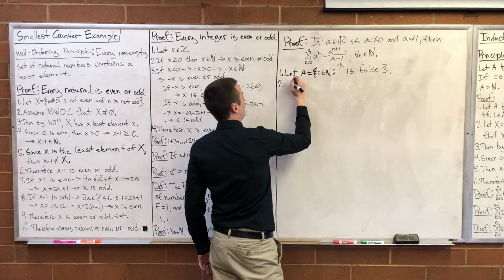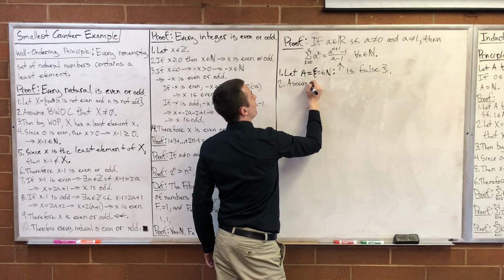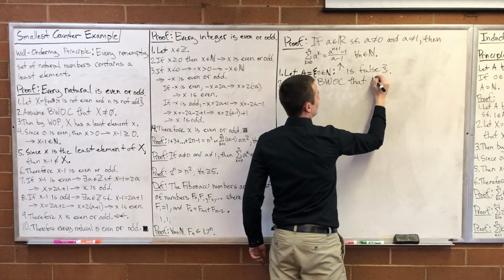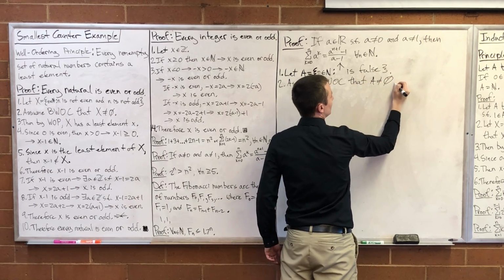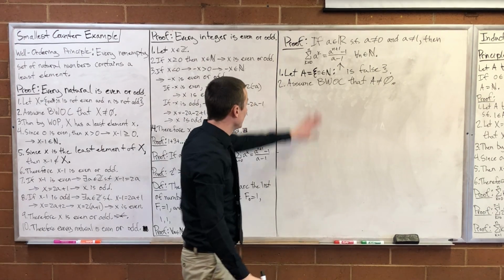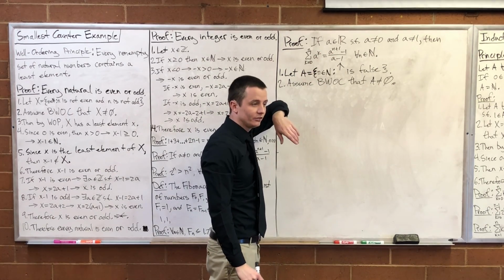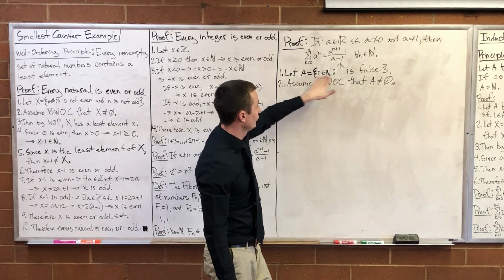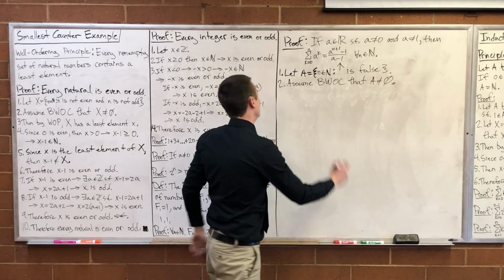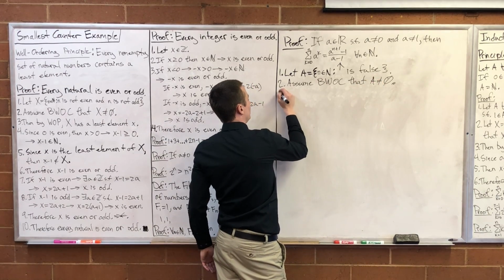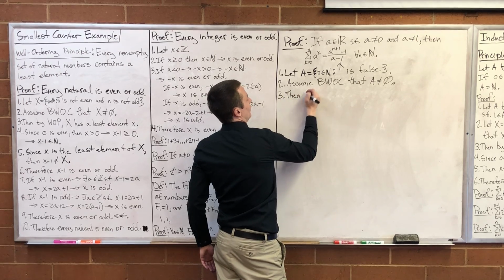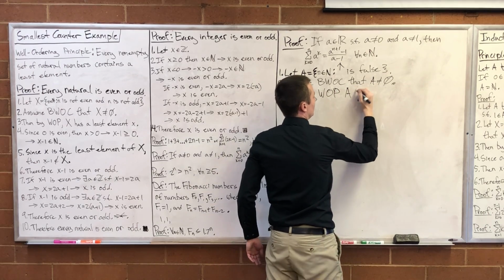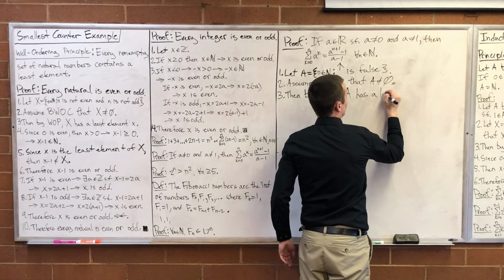Assume by way of contradiction that what? That A is not the empty set. Assume that there is some natural number that makes this statement false. So if A is not empty, then what? 3. And by the well-ordering principle, A has what? A least element.